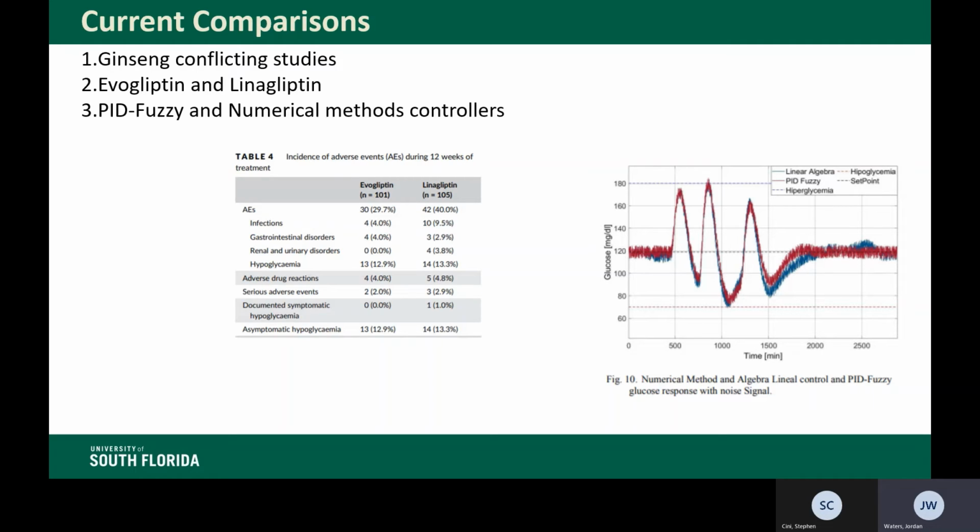Also, we looked at numerical method controllers and PID fuzzy controllers of artificial pancreases, which help keep glucose levels from going too high or too low. You can see here in this graph that, with those controllers, they were able to keep the numbers from going above 180 or into the negative, while also keeping it at around 120.